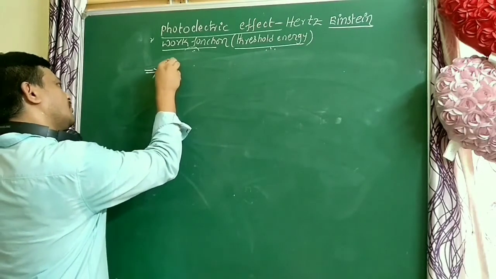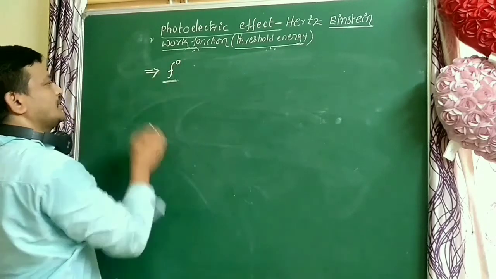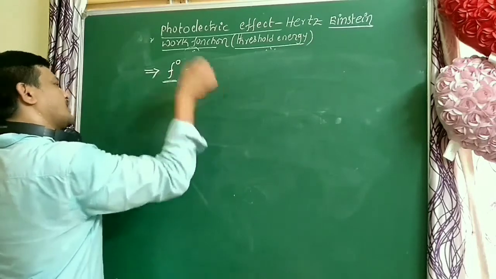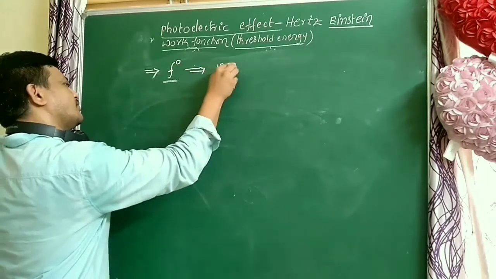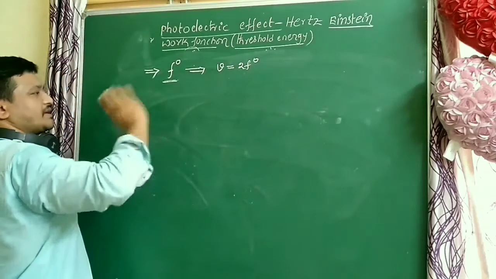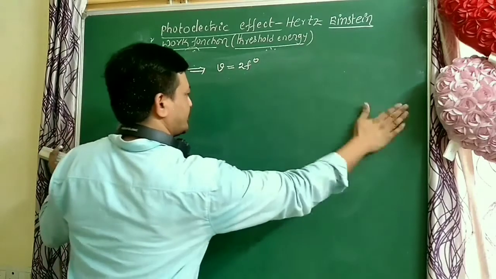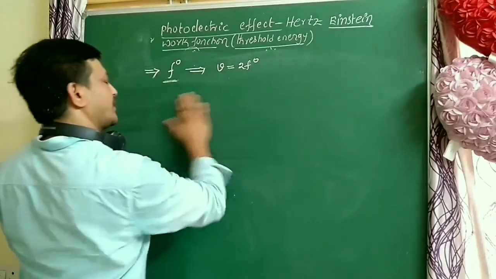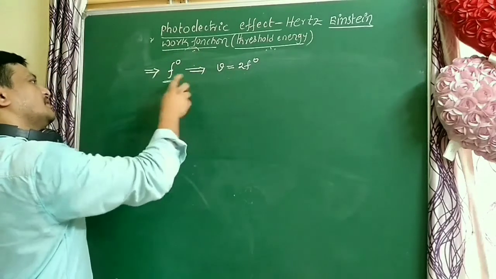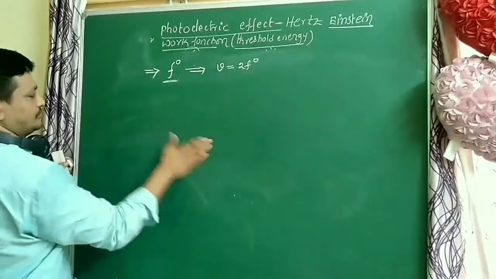Here the metal threshold frequency is f naught. The first radiation, with frequency mu equal to 2 f naught, falls on that metal. What is the frequency of the radiation, students? Frequency of radiation mu equal to 2 f naught, which is more than 2 times the threshold frequency of the metal.